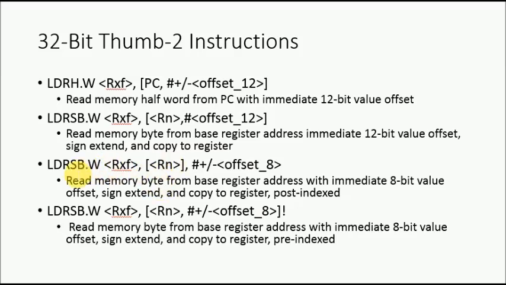The next instruction is ldrsb.w rxf, rn, #+/-offset 8-bit. Now if you compare these two instructions, what is the only change? I think we will first discuss the similarity. I think there are many similarities. This is also a signed transfer. Here also it is a signed extended transfer. B indicates the byte here also. All things are the same. The only change is that this instruction is a post-indexed instruction, whereas this instruction is the pre-indexed instruction. So this sign indicates the pre-indexed instruction.